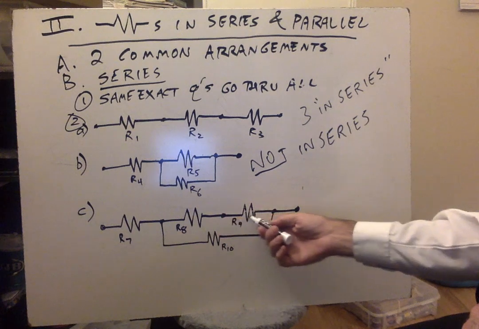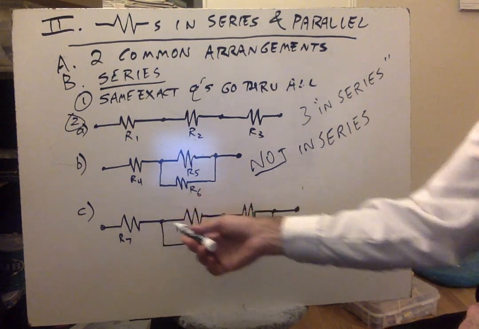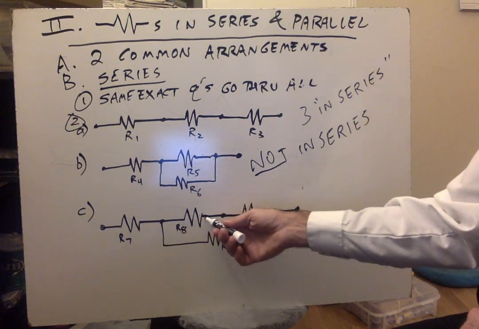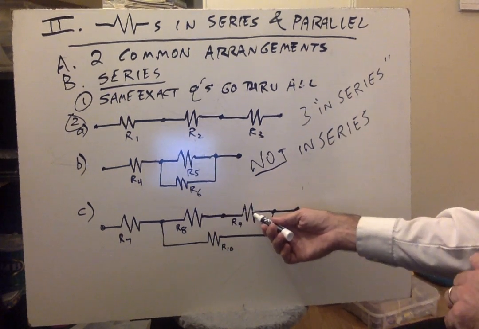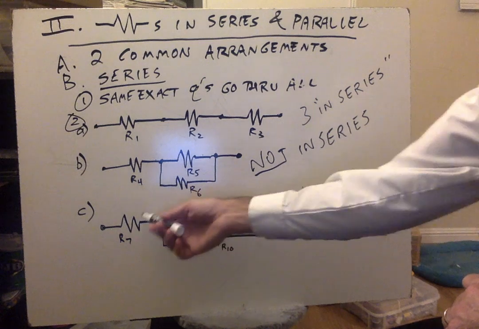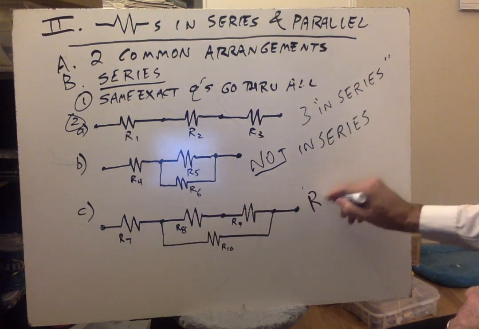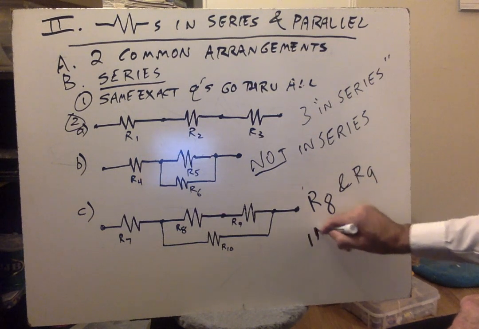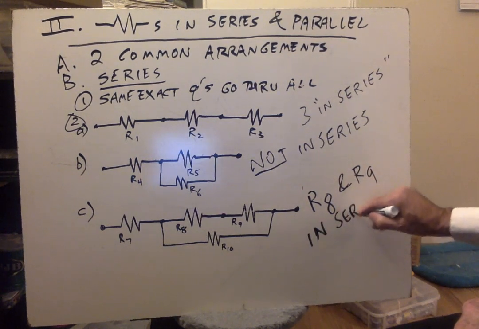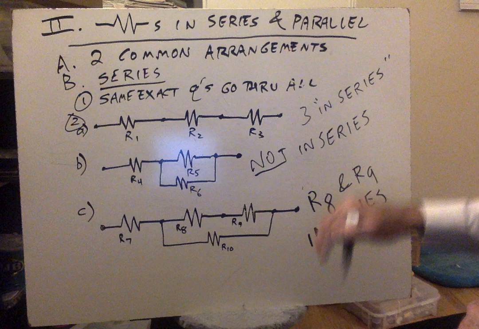But now look at R8 and R9. They're in this complicated arrangement, but does every charge that goes through R8 have to go through R9? Pause the video. The answer is yes. So in this arrangement, R8 and R9 are in series. And they're the only two that are in series in this example.